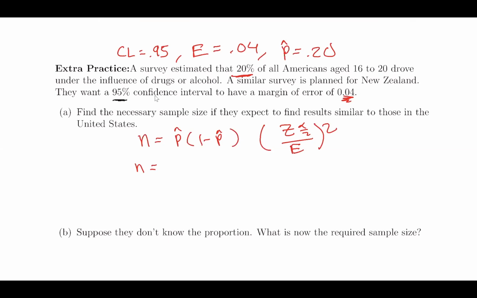All right, good. So we're going to do p hat. So p hat is equal to 0.20 times 1 minus 0.20. I don't have a z value right now, but I know margin of error is 0.04 squared. How can I find the z value?